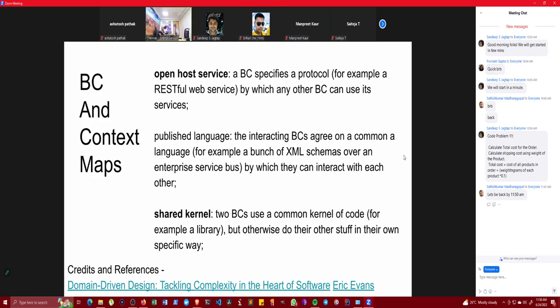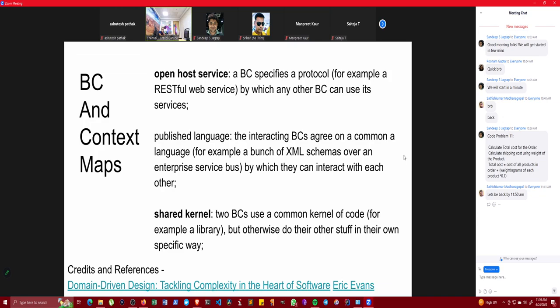So with open host service, we specify a protocol, like how these bounded contexts want to communicate with each other. It could be a RESTful service, it could be event driven, and that is where open host service comes into the picture. One more thing we have to make sure of is the contract. We have different systems, and when they interact, we have to conform to a contract. We publish a language, it can be an XML schema or JSON, or we agree to a contract saying, this is what we will be sharing.